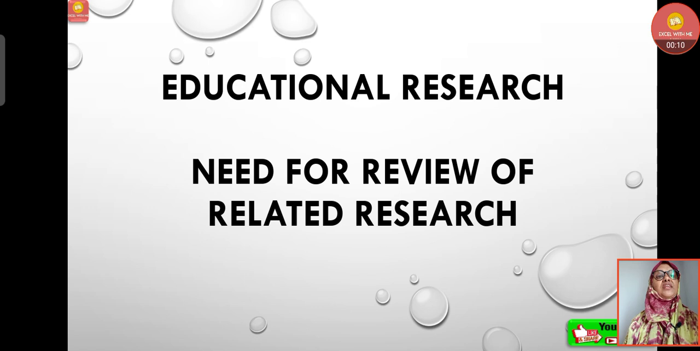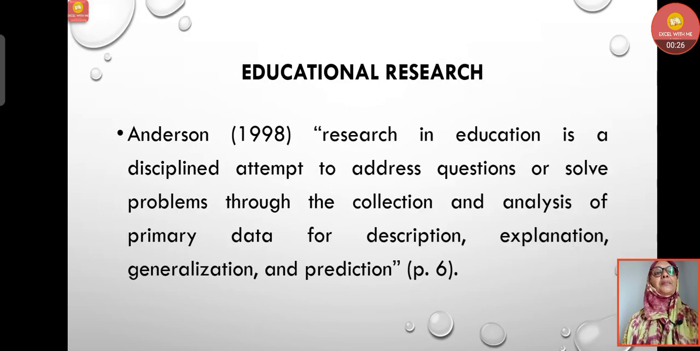Let's start today's class. We have started with the research methodology paper, subtopic educational research. Under that we are going to discuss the need for review of related research. Let's start with a recapitulation of educational research once again, because whatever topics we do, we have to keep in mind that we have to be perfect in educational research.